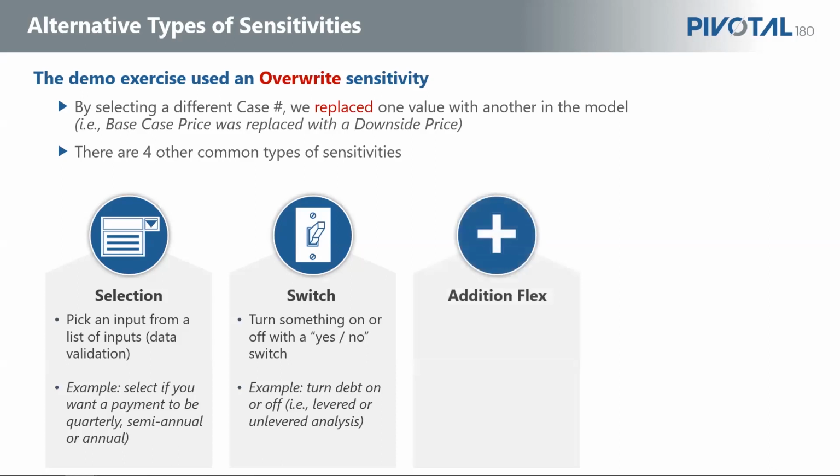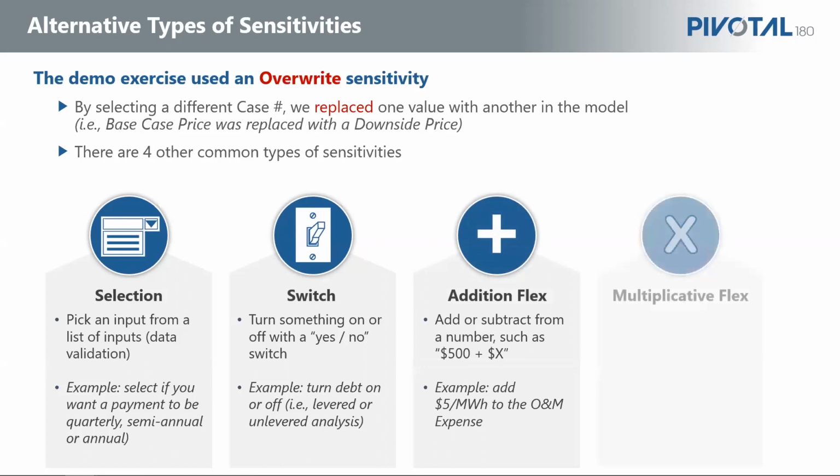You can modify numbers using an addition flex. So if, for example, you wished to take a price and add an extra $5 a megawatt hour or $50 per unit to that price, you just indicate how much should I be adding to that price, and that's the sensitivity you're running. What's the addition?